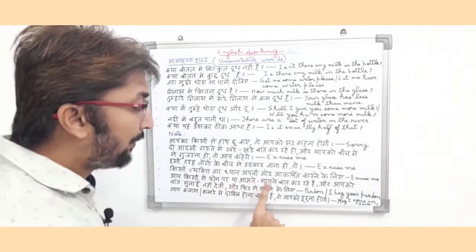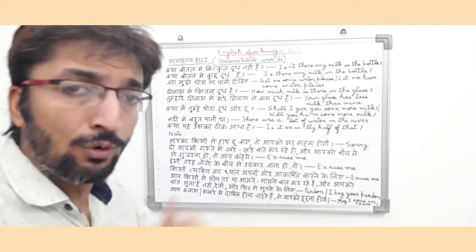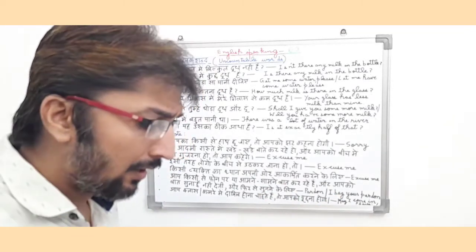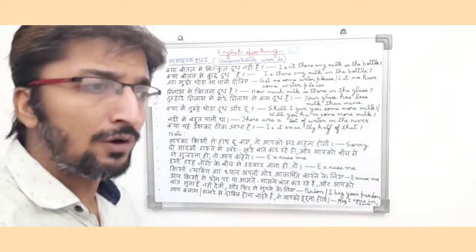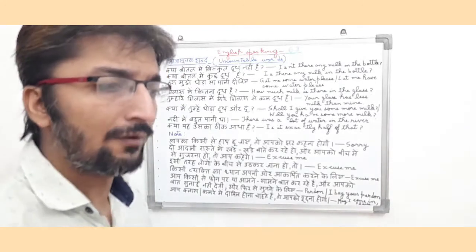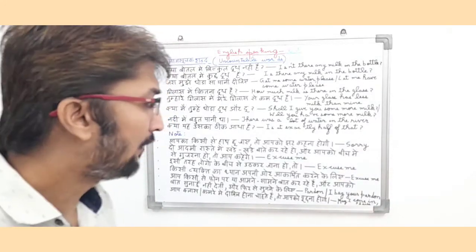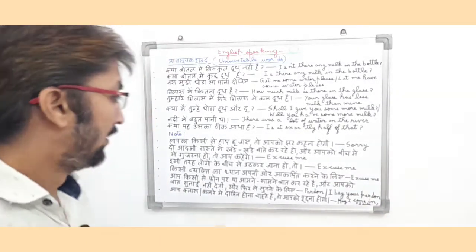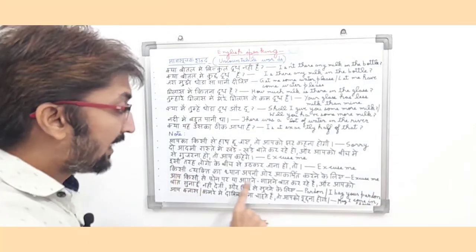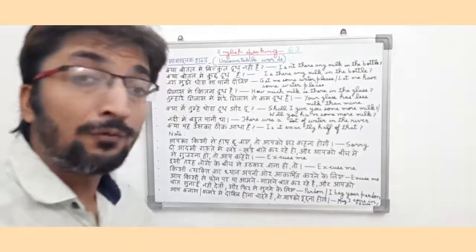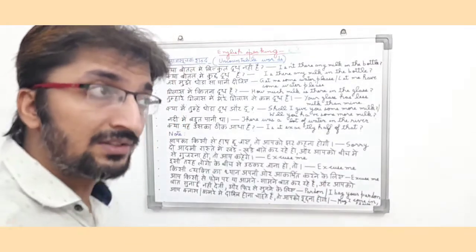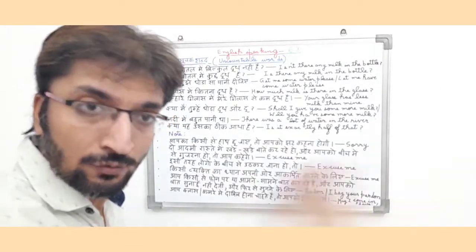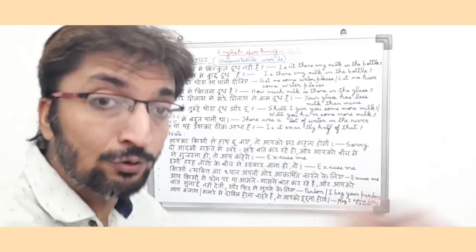किसी व्यक्ति का ध्यान अपनी ओर आकर्षित करने के लिए आपको बोलना होगा excuse me. Friends, suppose if you want any person to pay attention towards you, then you have to immediately say excuse me. Means if any person is there and if you want him to pay attention towards you, then you have to immediately say excuse me.